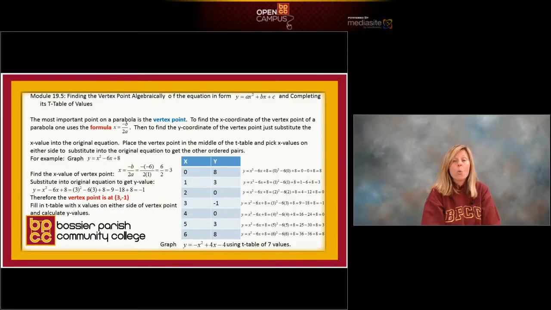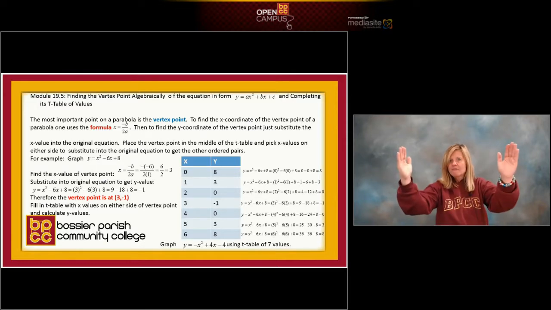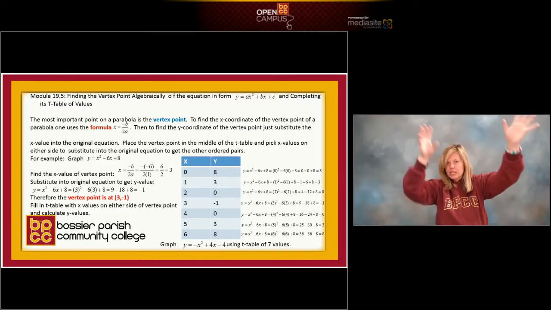Welcome back. What we want to do in this module is still graph parabolas, but now we're going to change the form. Now the equation is going to look like y equals ax squared plus bx plus c, like we're used to seeing with the more terms. The thing we've just noticed is every parabola has some key parts, and the most important part of a parabola is the vertex point, the point that stands alone. And then on either side of that vertex point are the other points that are buddied up.